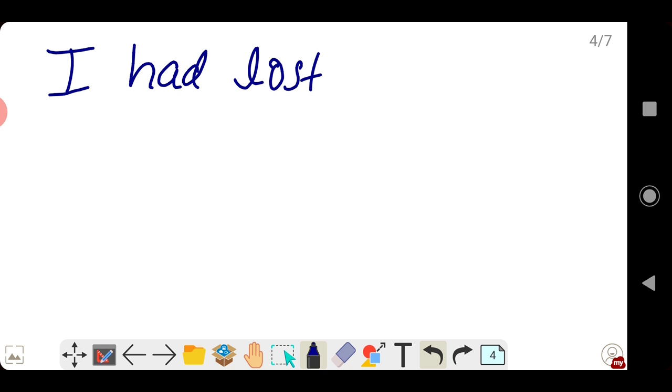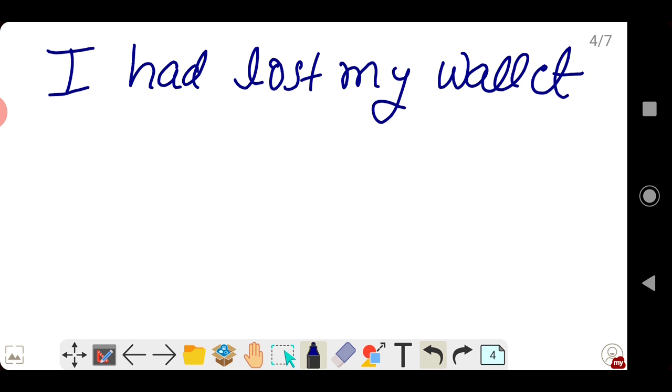So next example, I'm going to take: I had lost my wallet. Yesterday you went to the market and you lost your wallet there. So you can say, I had lost my wallet.